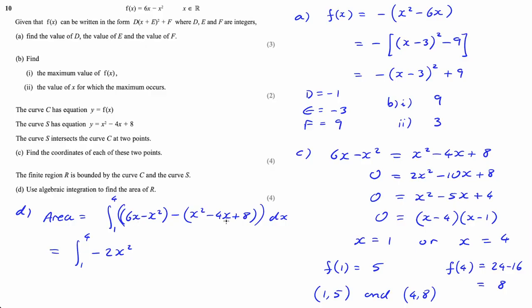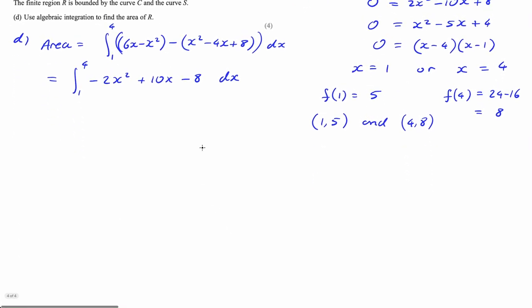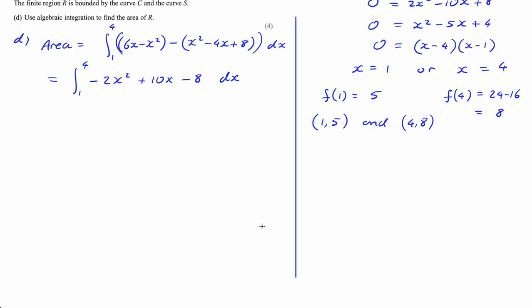6x plus 4x is plus 10x, and then just minus 8. So all of this dx. And now we're going to integrate it and hopefully get the answer. Let's do this here. Okay, so this equals the integral.